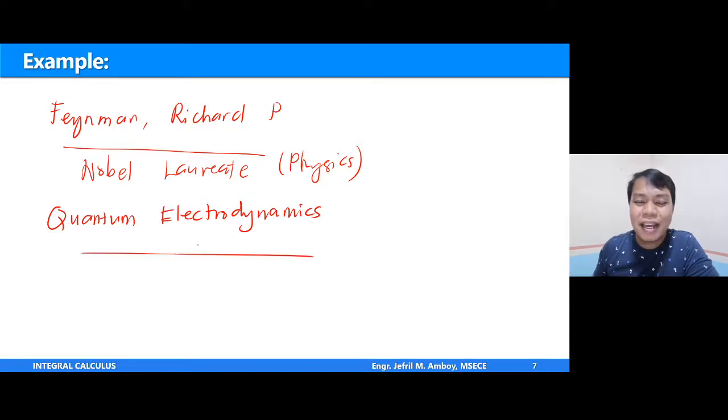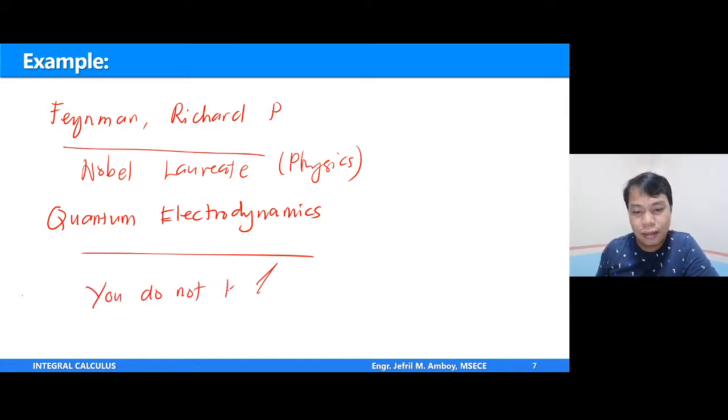So, anong sinabi ng dakilang si Richard Feynman? Isa sa mga pinakasikat na scientist, no? In the modern world, in the last century. At magaling din siyang prof, no? Siya ay sumikat dahil sa kanyang mga lectures. Kaya nga idol na idol ko yan, no? Okay. Anong sinabi ni Richard Feynman? Ito ang sinabi niya.